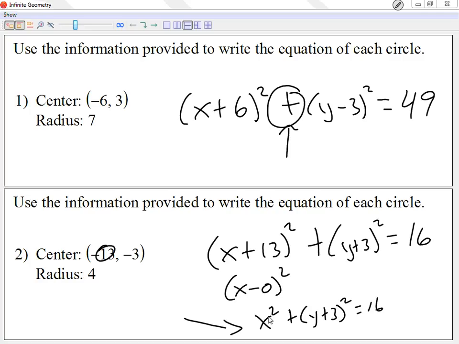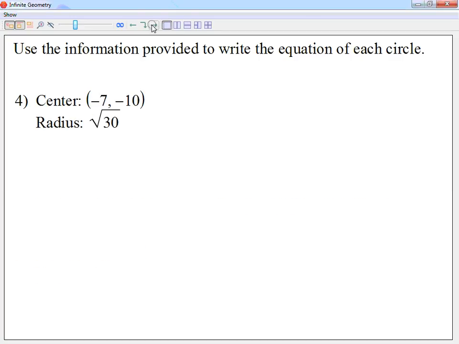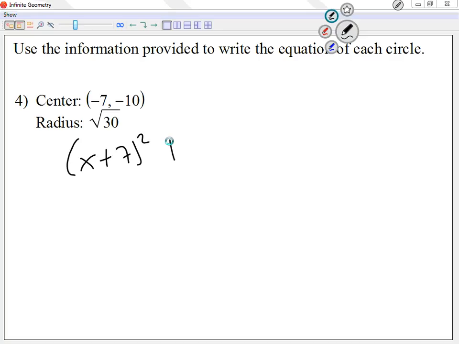Now, any questions for the first 10? Number 4? All right. Let's take a look at number 4. We'll start with the easy stuff. X plus 7 squared plus y plus 10 squared. Now, the square root of 30 squared, the square root and something squared, you just cancel the square root. So the square root of 30 squared is just 30.